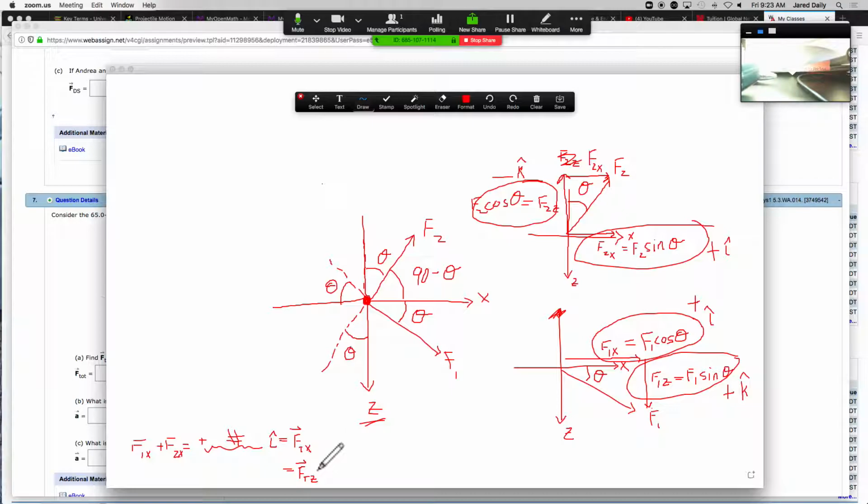And those two vectors that are pointing in the x and z direction are going to make your total vector. So you just write them together as this one times i hat and this one times k hat. Write that in, put it in for your first answer.